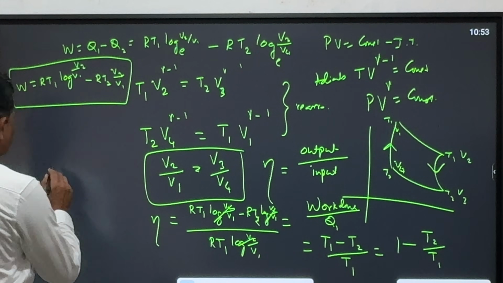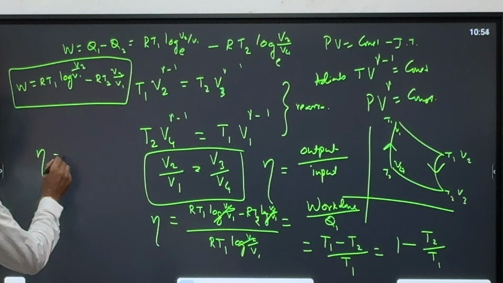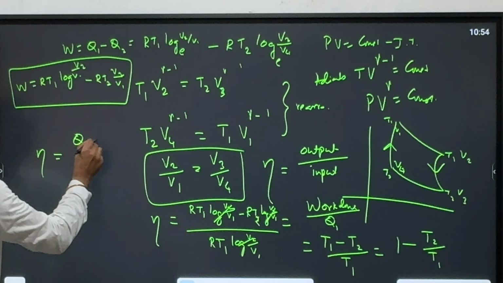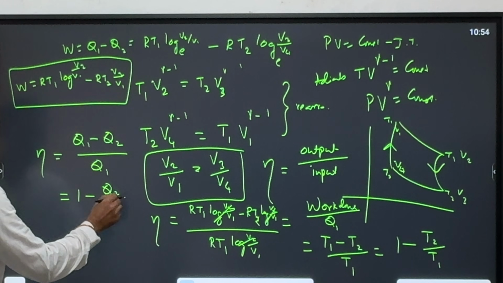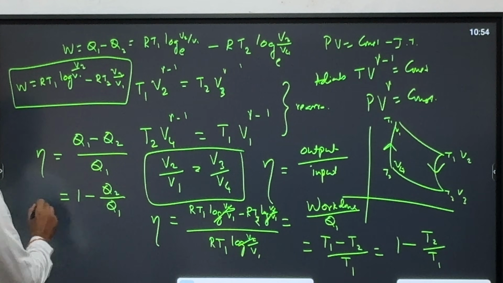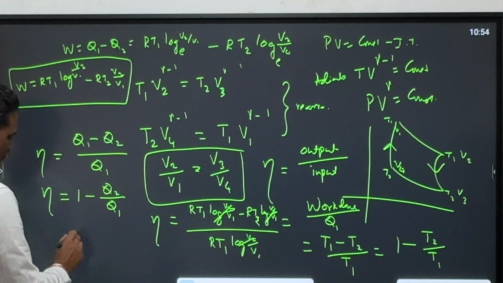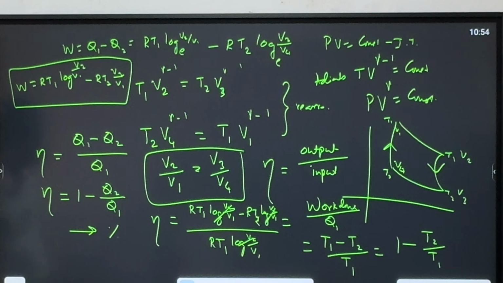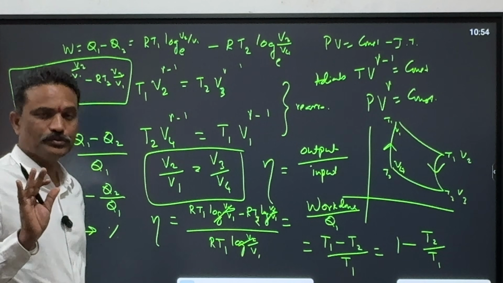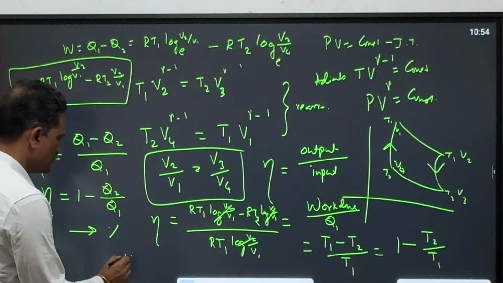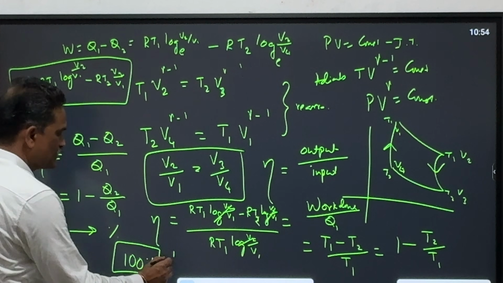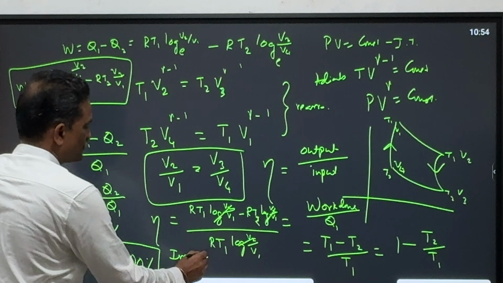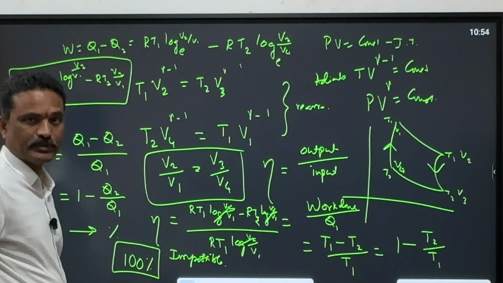You can also write it in terms of heats. Eta is W, which is Q1 minus Q2, divided by Q1. Same formula in terms of heats: 1 minus Q2 by Q1. This efficiency is always expressed in terms of percentages. So there is no heat engine in nature whose efficiency is 100%. Getting a 100% efficient heat engine in real life is impossible. So if you write this much, you will get 8 marks.